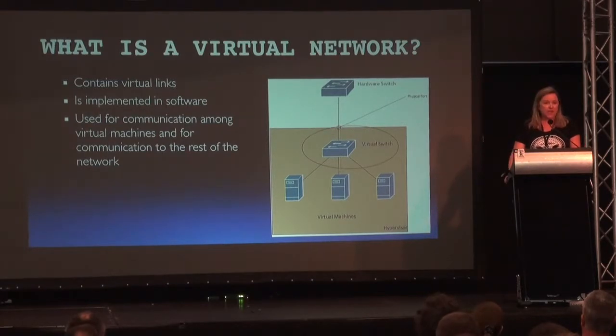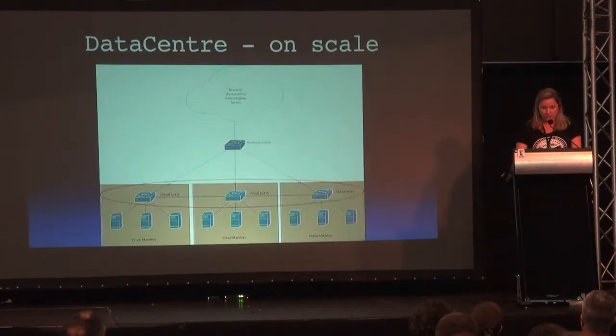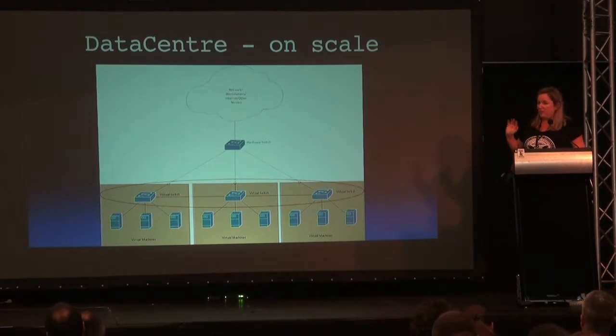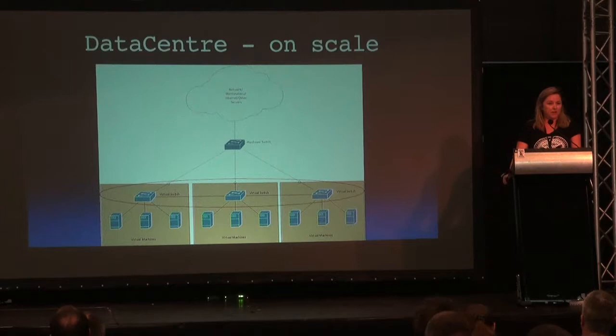So it's used for communication between virtual machines, and then it usually has a hardware link out to the rest of the network. So on scale, it would be something like this, where you have multiple virtual switches, or these could be replaced by a distributed virtual switch or NSX.